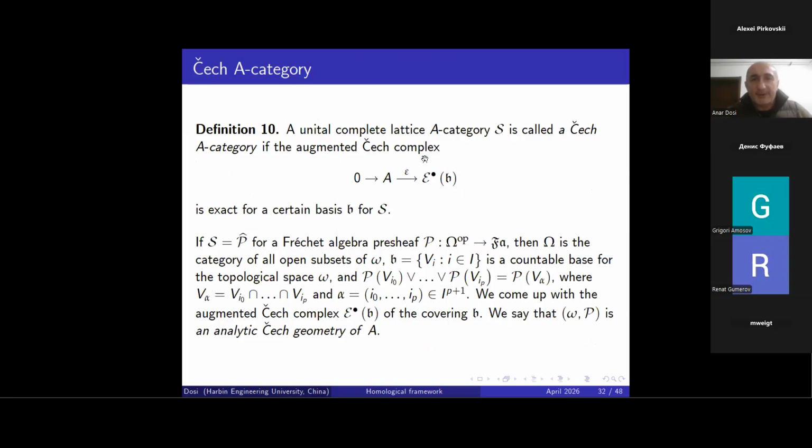A complete lattice A category is called the Čech category if this Čech complex is exact for some basis. Again, in terms of presheaves, they are the same. Look, the sup is all about intersections, so we come up just with the Čech complex of the covering. So it's analytic Čech geometry. We say that omega p is an analytic Čech geometry of A.